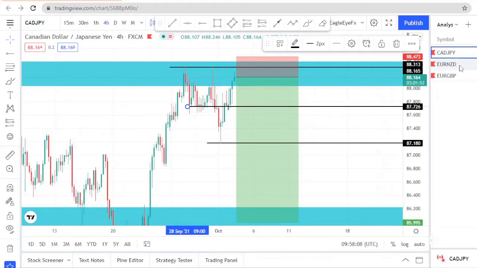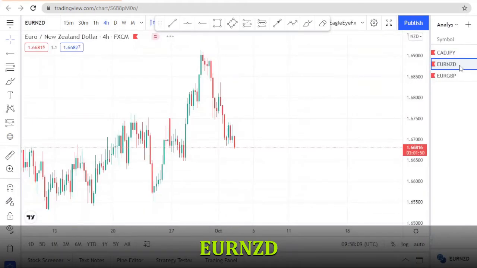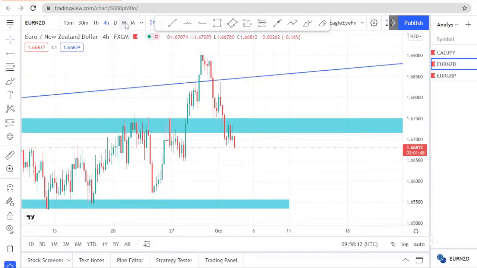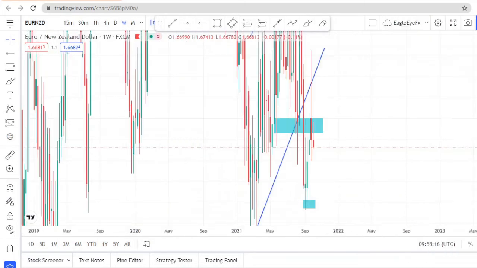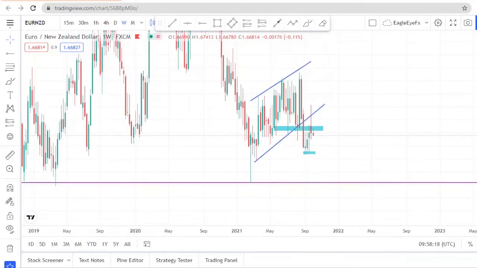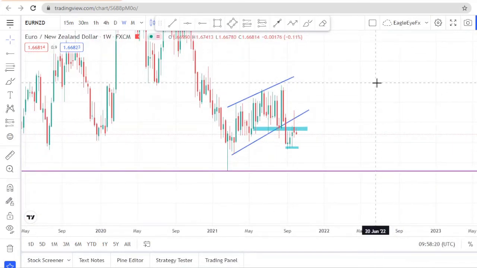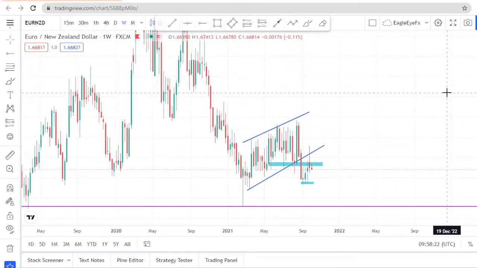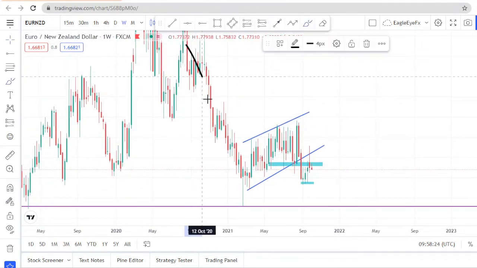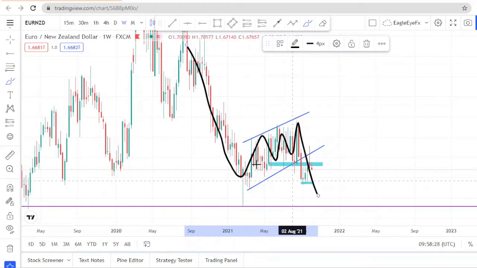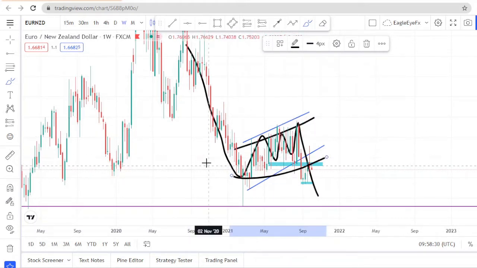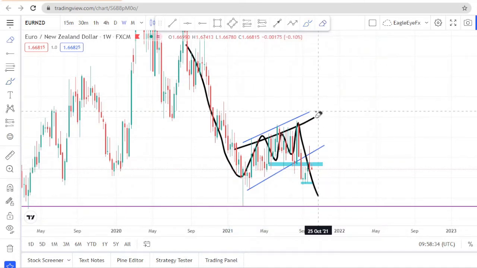Let's go to the next pair, which is EURNZD. So EURNZD, let me go to the weekly time frame. From the weekly time frame, you can see that EURNZD formed something like a bearish flag. All right, so this looks like a flag, perhaps consolidating and then continuing to break to the downside.